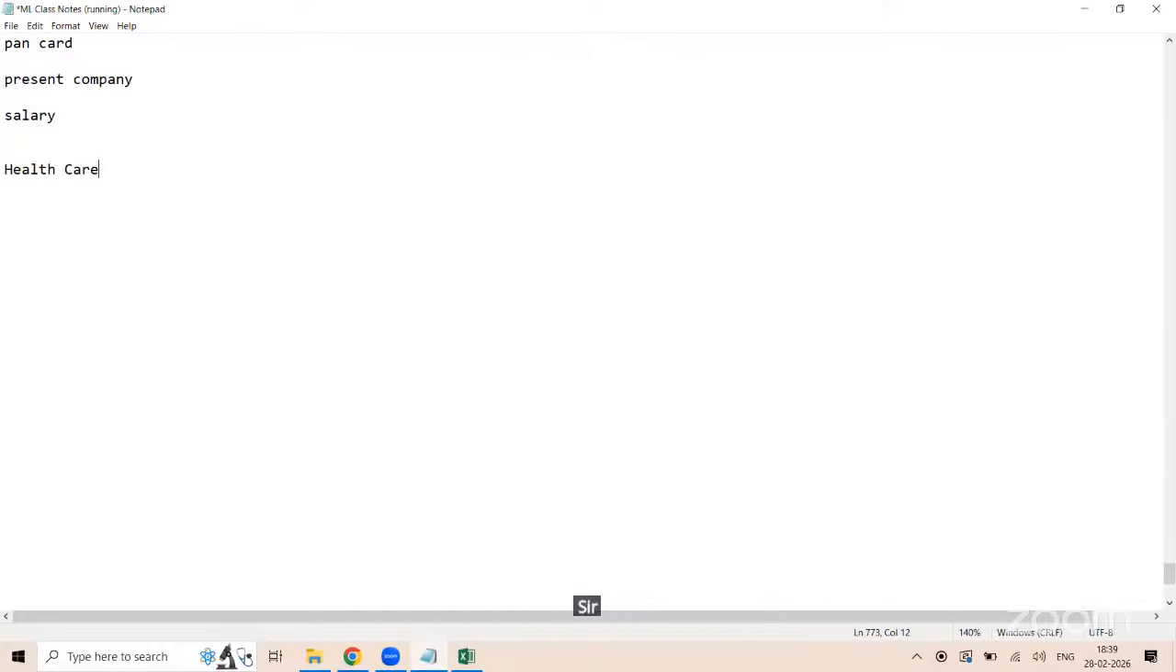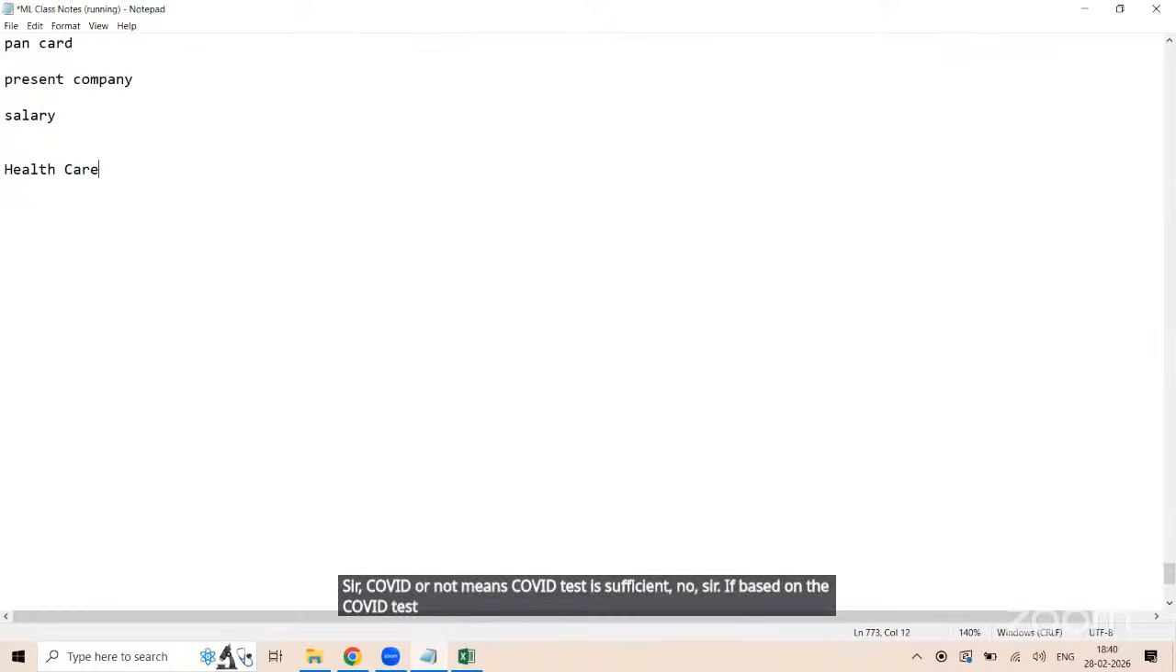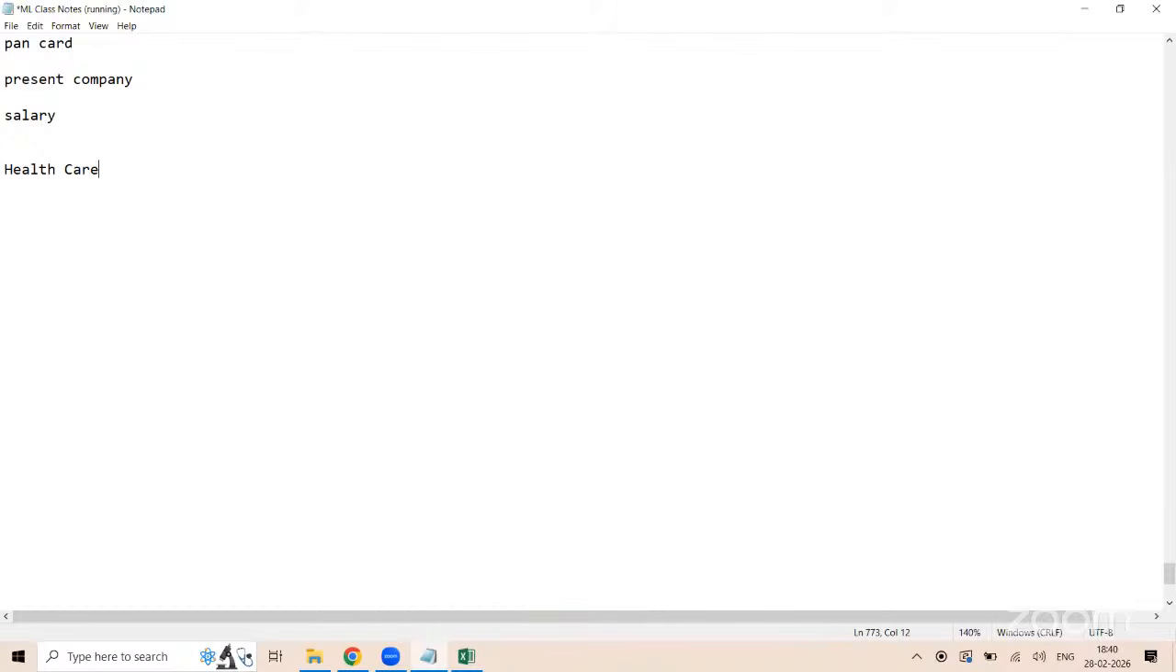Sir, is the COVID test sufficient to say COVID or not? No sir. If you have taken some test, a COVID test or something, and you went to a doctor, whether the doctor is going to predict perfectly based on the test? Yes or no? Right? Now, diabetes is also the same way. So diabetes of the person, sir, if I take some kind of sugar test, is it sufficient? No sir.